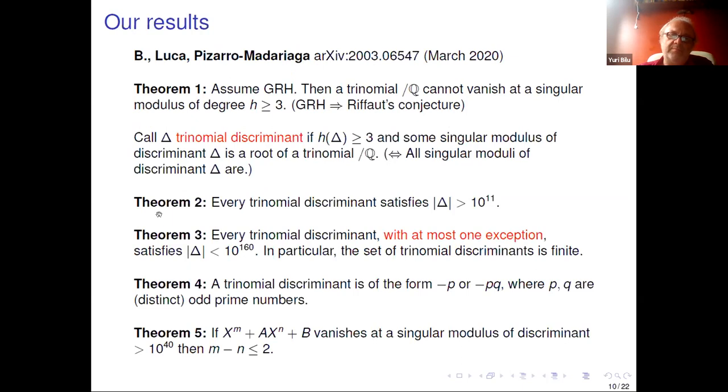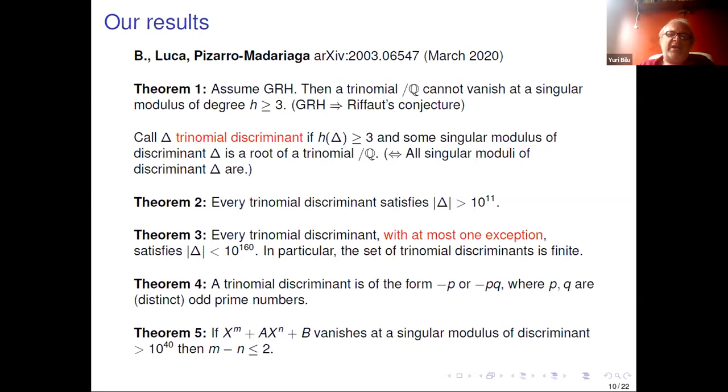First we prove a sort of lower bound. We show that the trinomial discriminant cannot be too small. The next result is that it cannot be too large either, but we should allow one exception. We cannot rule out that there is one which is bigger than this huge number. But in particular, the set of trinomial discriminants is finite. Sorry, so is the exception explicitly known or not? No. The exception comes from a Ziegler zero, so probably it doesn't exist. Probably they do not exist at all. Yes, I see. We say that apart from one exception that can be very, very far away, all the others satisfy this inequality. This is what we prove.